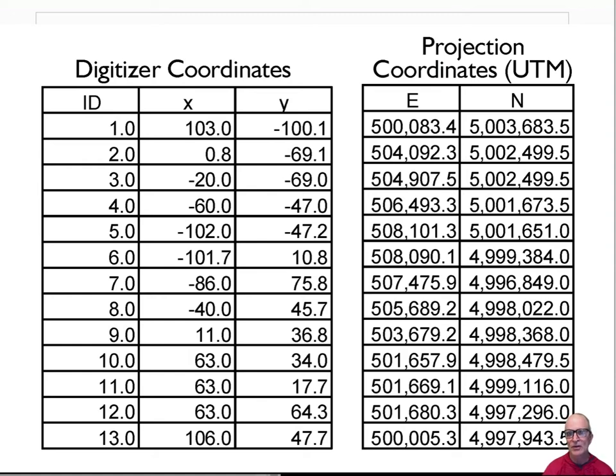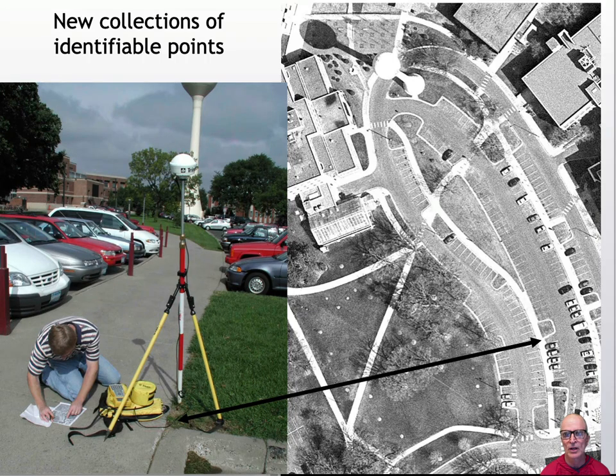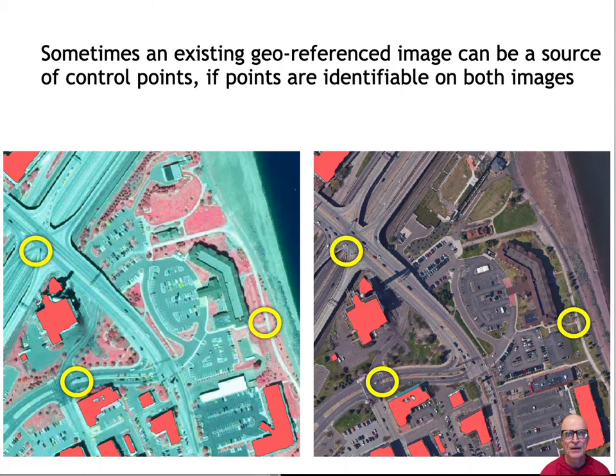We have the digitizer coordinates, and these are small numbers, 103, 100. These are some arbitrary coordinate system from the lower left corner of an image. And then we have the real world coordinates, the UTM coordinates that we've gone out and collected. So we're matching the coordinates that were on our scanned image that needs to be registered to a GPS reading, in this case, to get all our coordinates, right?